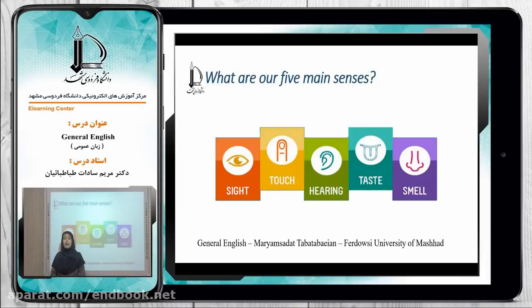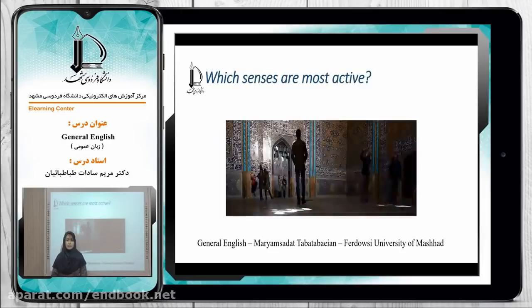So, these are our 5 senses. All of us get information from the world through these senses. Look at the picture. What do you see in the picture? Yes, it's a mosque. Which senses are more active in this environment? Most probably yes. Sight, because you see different things around.